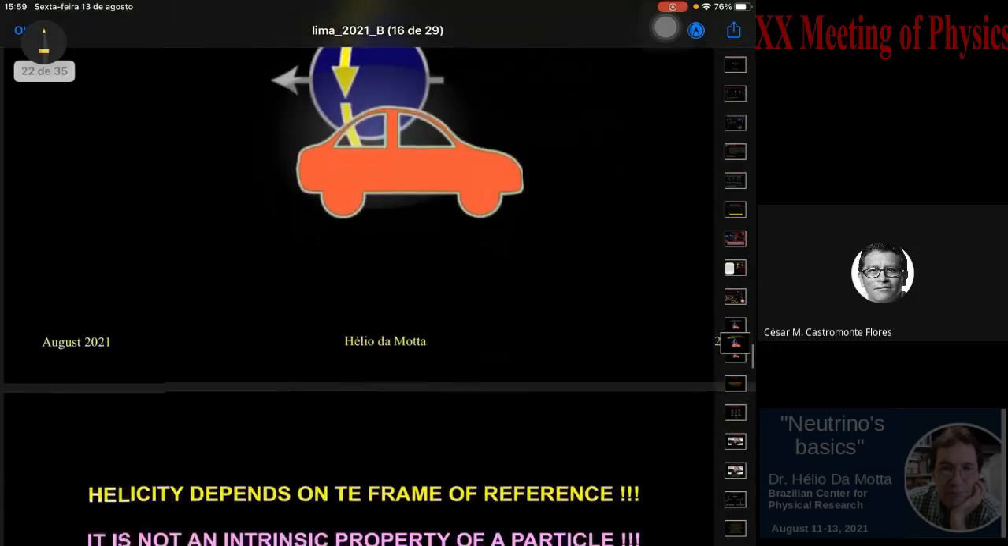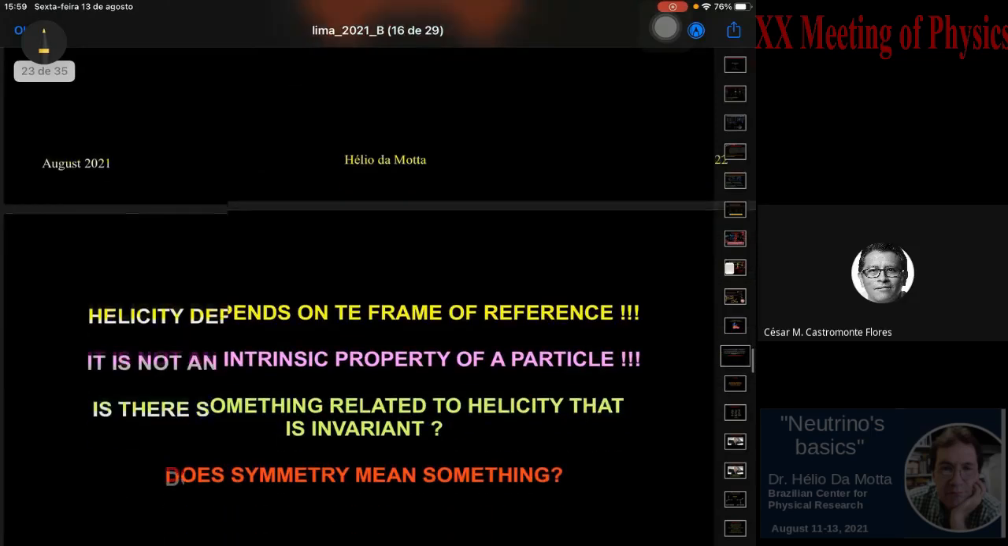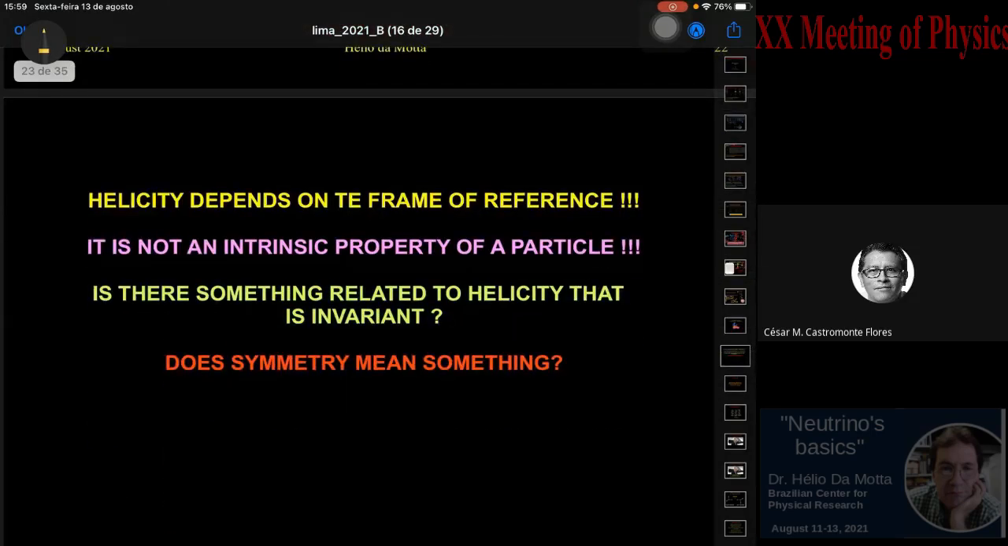Now, is there something that is a property? Well, helicity depends on the frame of reference, so it's not an intrinsic property of a particle. Say, an electron has a negative electric charge. It doesn't matter where you are, it doesn't matter your frame of reference. The electric charge of an electron is negative, okay? But if you start talking about helicity, no, it's not a property of the electron. Depending on the situation, the helicity may be left hand, right hand, or no helicity at all.